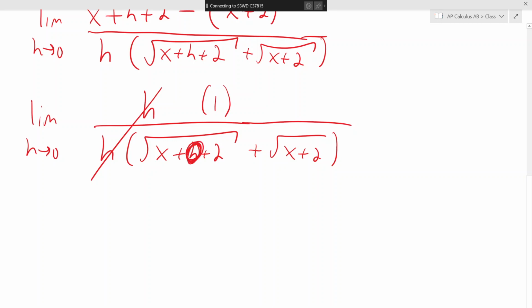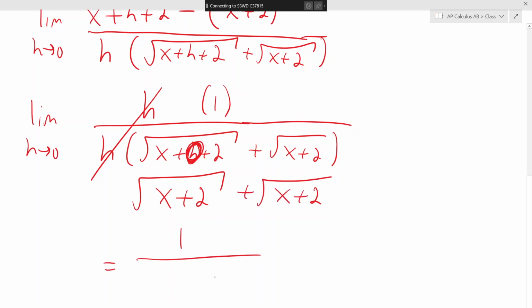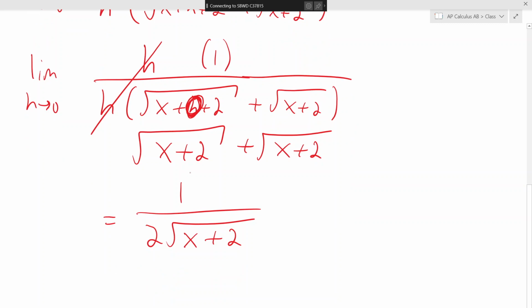that becomes 0. So what you really get on the bottom here is square root of x plus 2 plus the square root of x plus 2. And everybody knows that's 1 over 2 square root of x plus 2. So if you got that, pat yourself on the back.